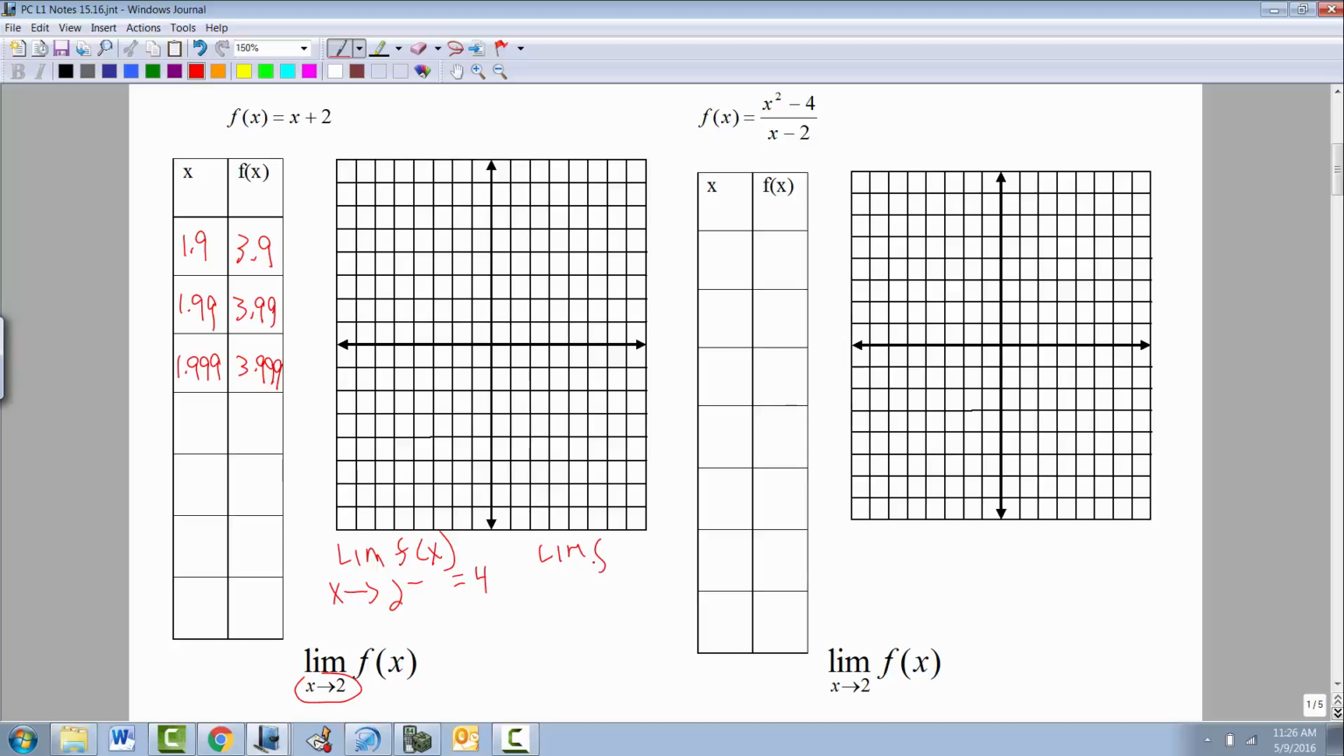Now again, I know you know where this is going, and it's a little overdone, I guess. 2 from the right. What are numbers from the right? 2.1, 2.01, 2.001. I'm getting closer and closer to 2 as I do this. So, 4.1, 4.01, 4.001. What does that appear to be approaching? 4 as well. When these two are equal, then the limit exists for the number that both of those are approaching. That is the definition of a limit.